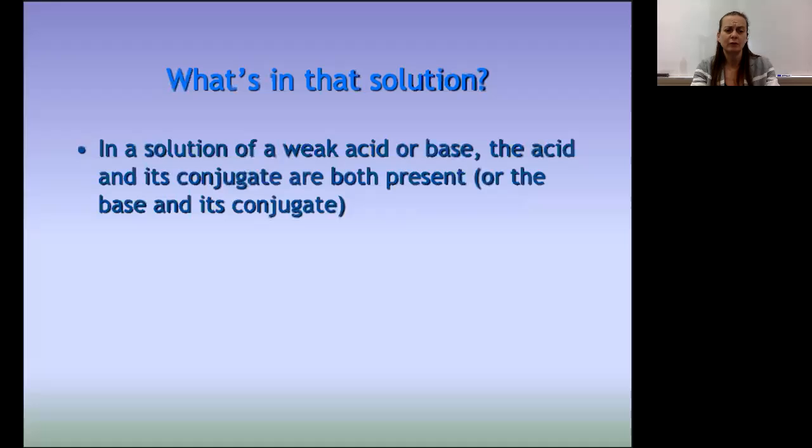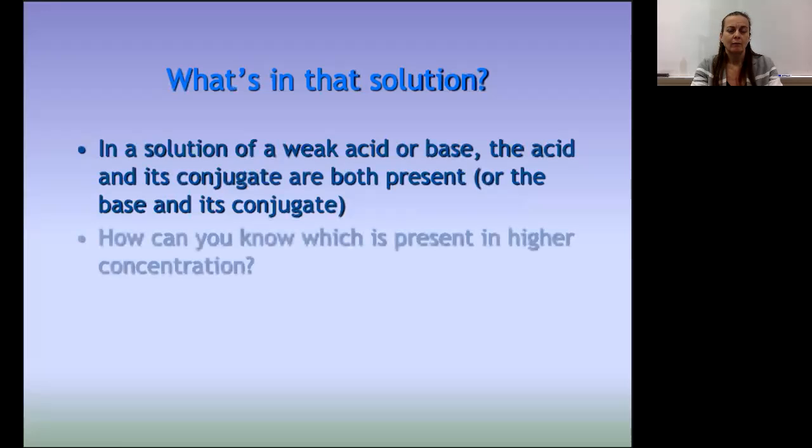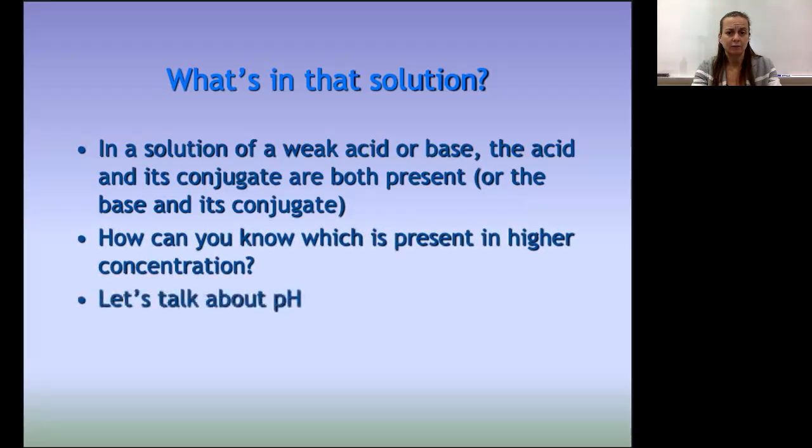So really what we're going to be focused on today is what's in our solution. If we have a solution of a weak acid or base, we know, because it's at equilibrium, that the acid and the conjugate are both present, or the base and its conjugate are both present. But how do we know which one we have more of? Well, if there's nothing else going on, then we know that it's all governed by Ka or Kb. Since we know that Ka and Kb are both going to be affected by pH, let's talk about pH.